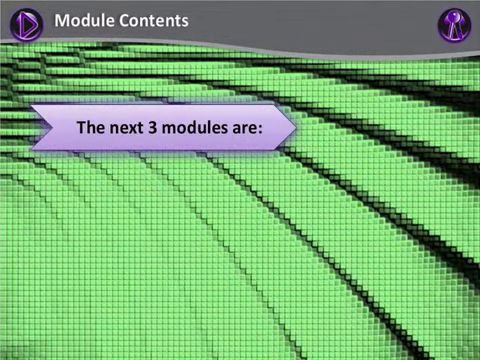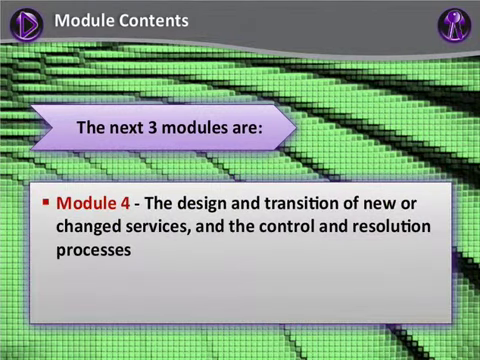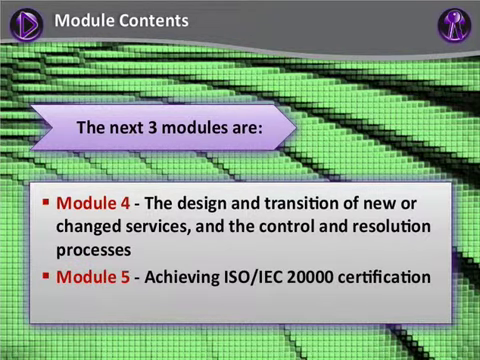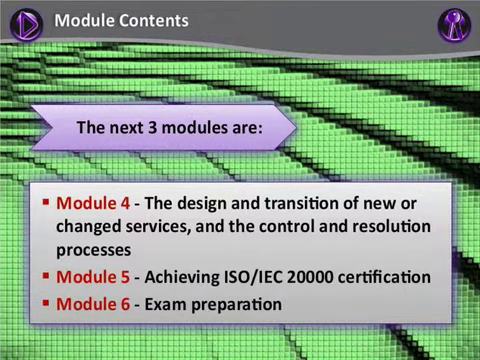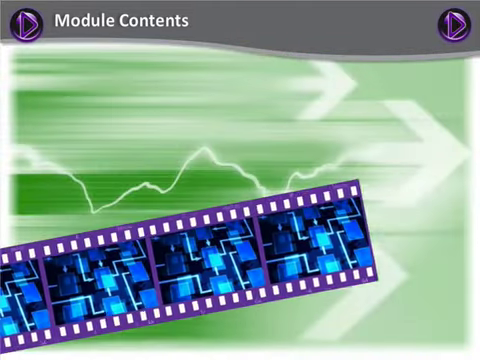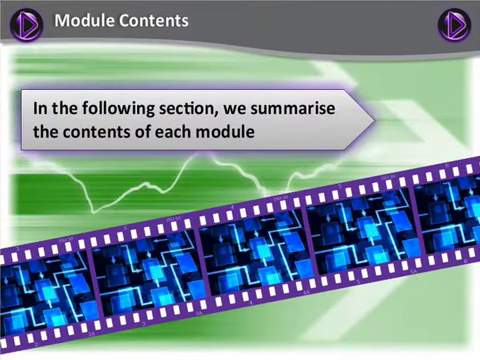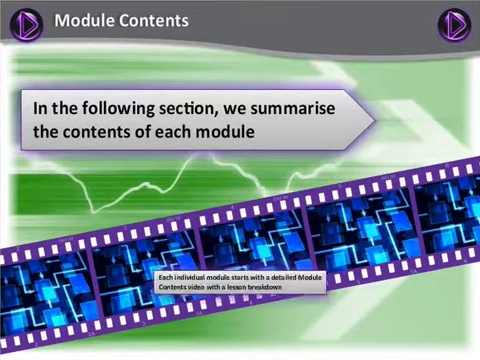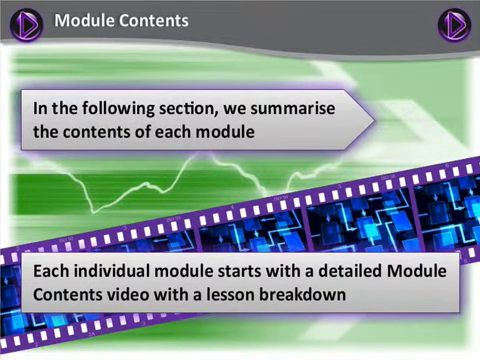The remaining modules are Module 4. The design and transition of new or changed services and the control and resolution processes. And Module 5. Achieving ISO 20000 certification. Module 6. Exam preparation. Over the next screens, we'll summarize the module contents in a little more detail. At the beginning of each individual module, you'll also find a more detailed module contents video with a lesson-by-lesson breakdown.